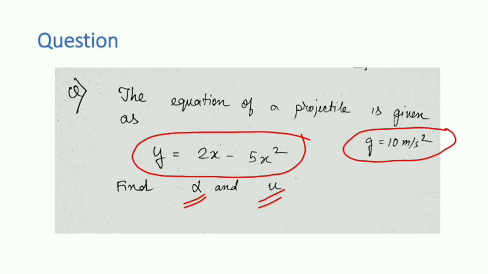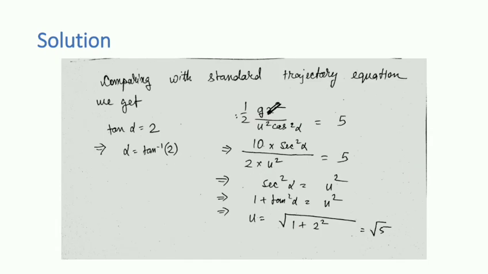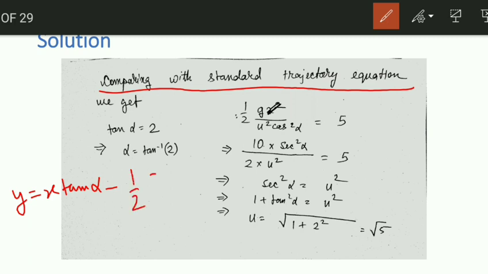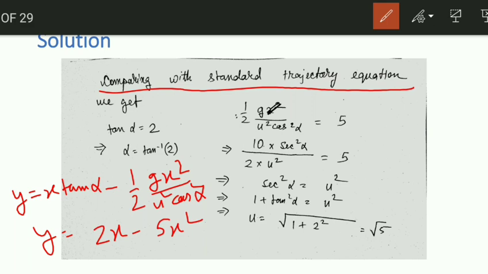And how can we find alpha? How can we find u? We'll compare this with the standard equation of projectile. Then we can easily get it. Exactly that only I have done, as I said. Comparing with the standard trajectory equation. What is the standard trajectory equation? y is equal to x tan alpha minus half g x square by u square cos square alpha. And we were having y is equal to 2x minus 5x square.